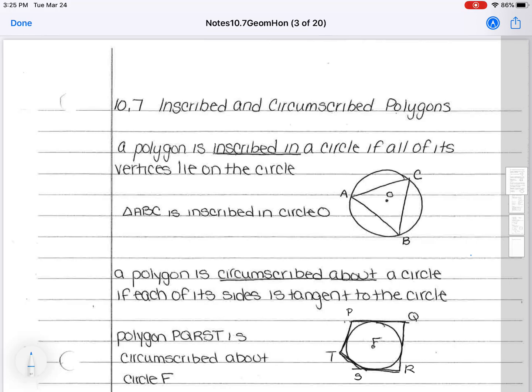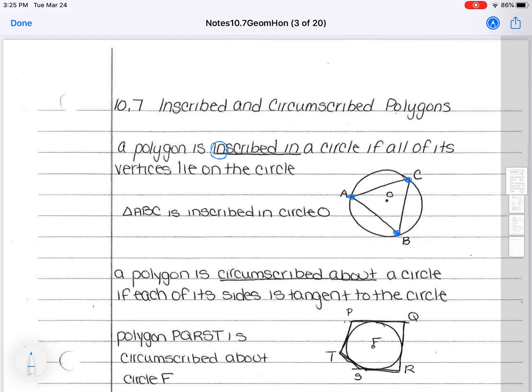All right, so the next lesson we're going to talk about is 10.7, which talks about inscribed and circumscribed polygons. A polygon is inscribed in a circle if all of its vertices lie on the circle. In the word itself, you sort of see the word "in," so you know that it has to be inside of the actual circle itself. And the most important part is every single vertex of that shape has to fall on the circle. Not inside, not outside, it has to be directly on the circle.